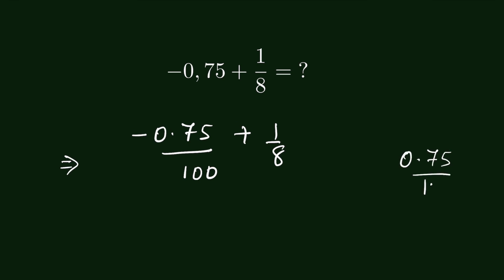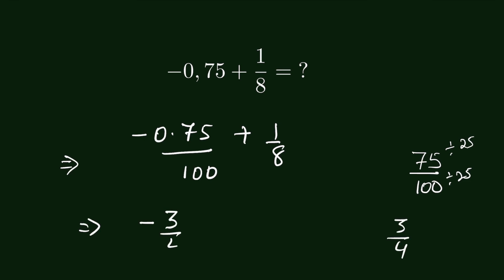75 upon 100. How to reduce this? We divide both numerator and denominator by the same number. If we divide it by 25, so it will be 3 upon 4. So we can write it as minus 3 upon 4 plus 1 upon 8.